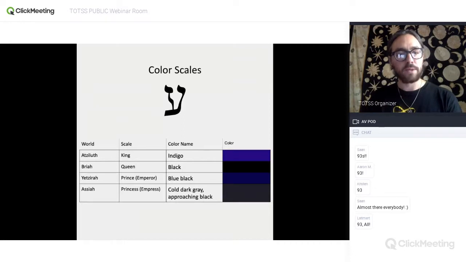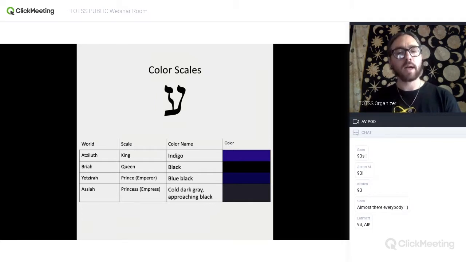All right, pretty dark color scales here. On our king scale, we've got indigo. So again, we've just been going through the zodiac signs and going through the 12-fold division of the color wheel. And so indigo is our color in that scheme.